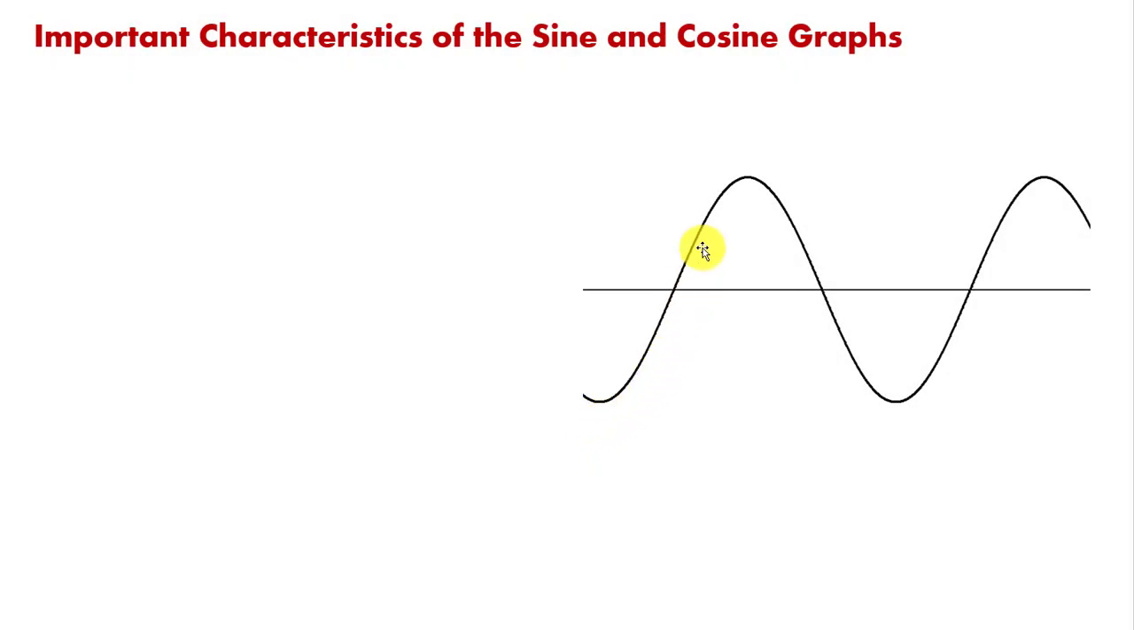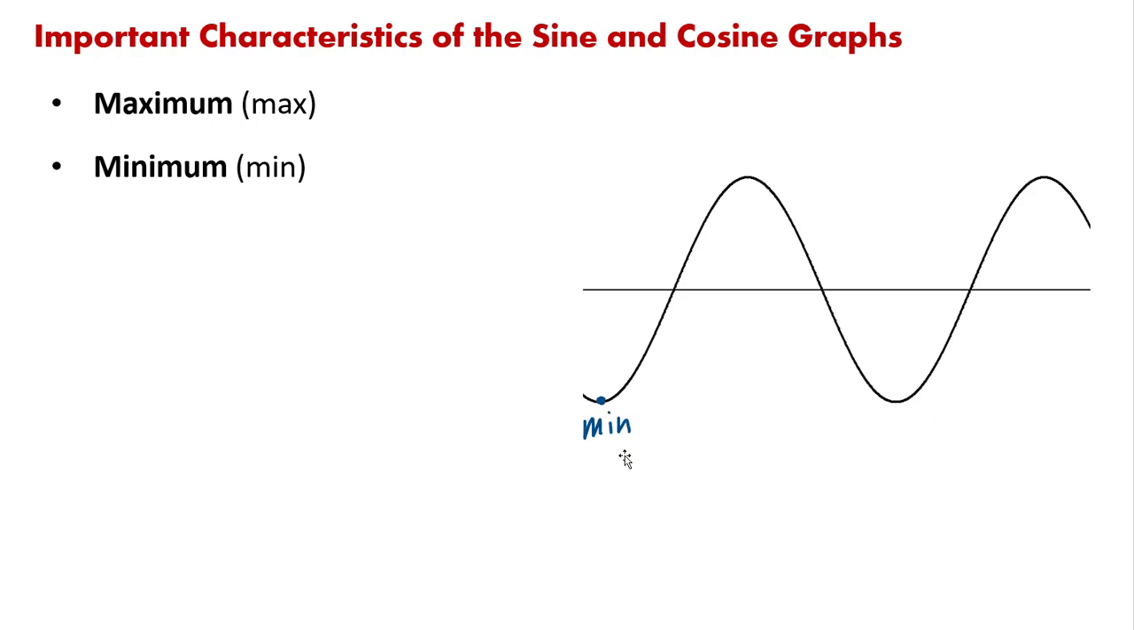So keep that in mind. Next, I'm going to use this arbitrary graph, which means that it can be either sine or cosine, doesn't matter, to talk about some of the important characteristics of the sine and cosine graphs. The first two are the maximum and minimum points of the graph. I don't think you're going to have a problem finding them. The lowest are the minimum points, and the highest are the maximum points.